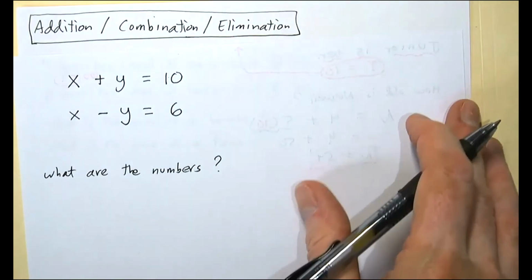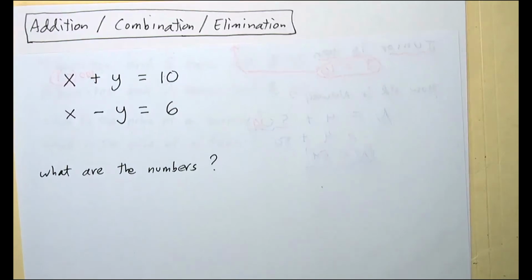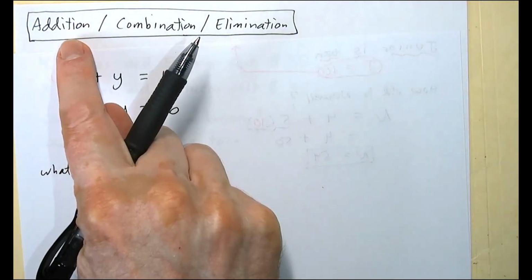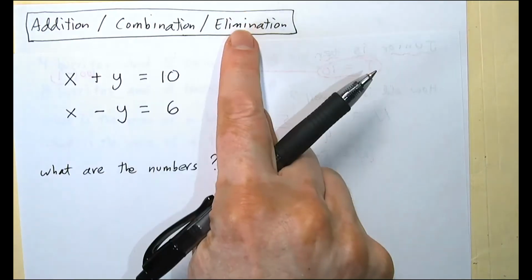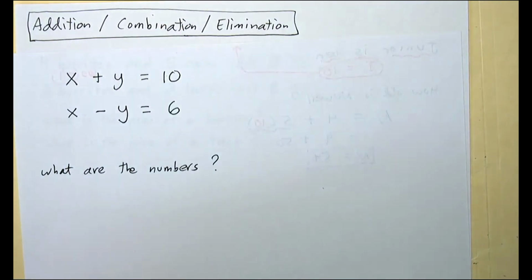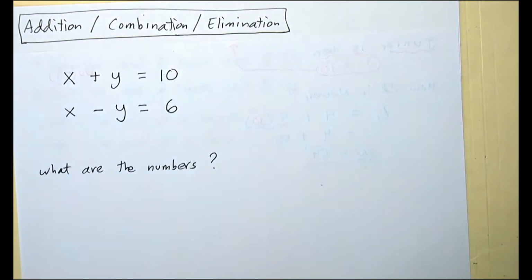This is another method of solving systems of equations. In other words, when you have to solve for two letters. This is called the addition method or the combination method or the elimination method. It's so popular, it has different names. So here's the simplest one.